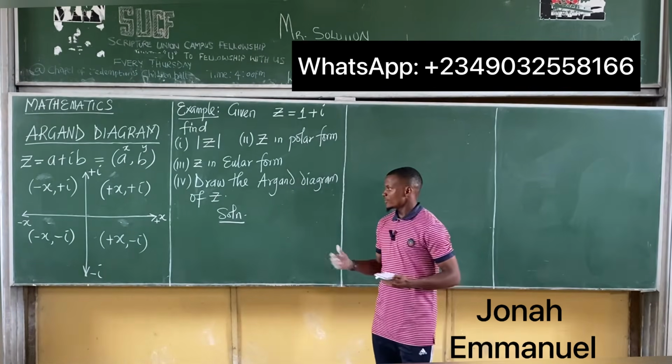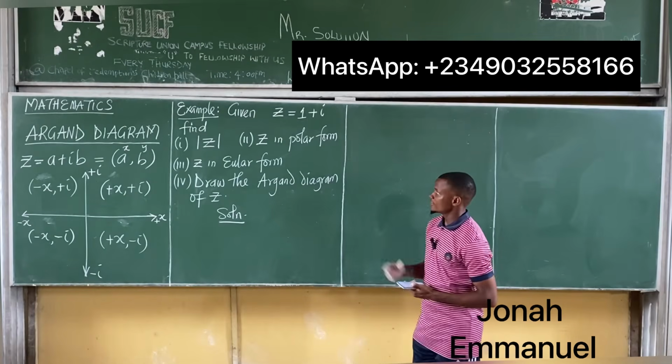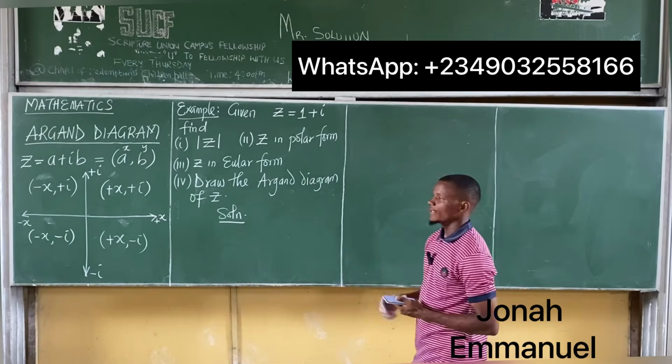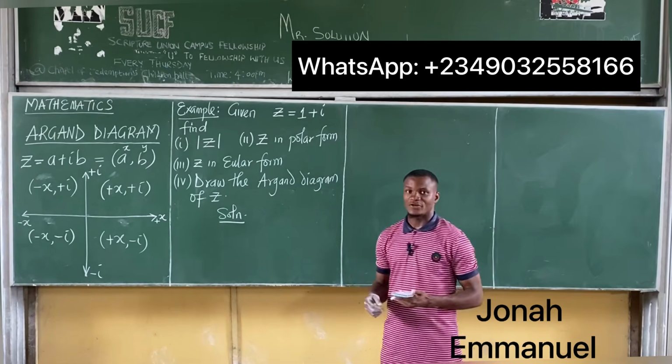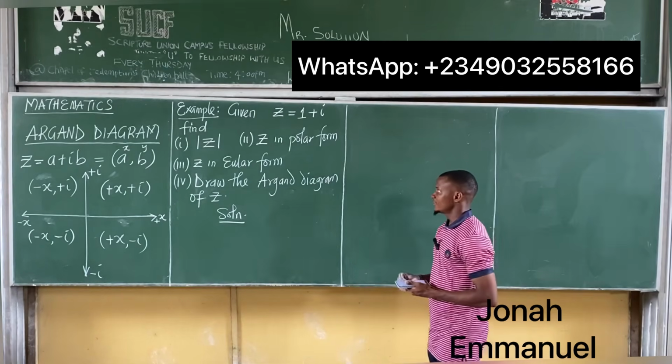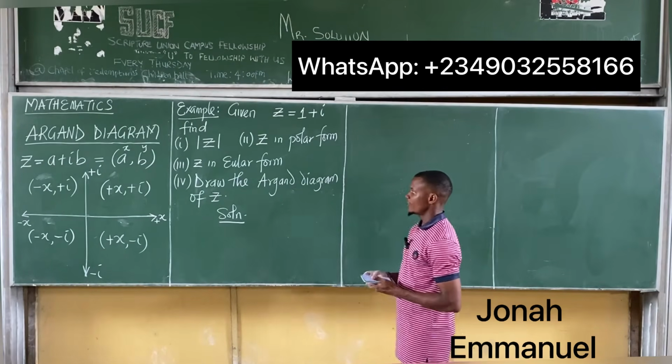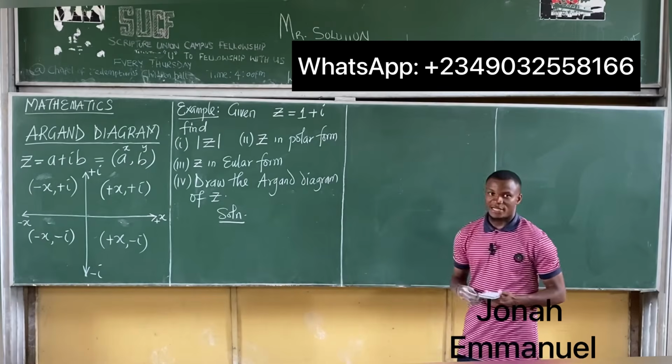All right, so let's look at this question on the Argand diagram. It says, given that z is equal to 1 plus i, find: number 1, the modulus or magnitude of z; II, find z in polar form; III, find z in Euler's form; IV, draw the Argand diagram of z.